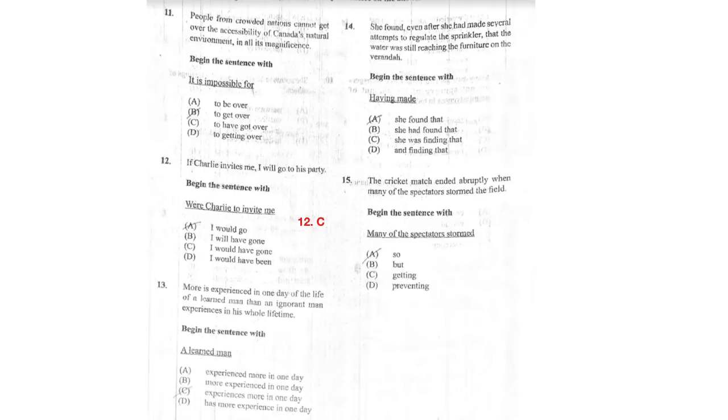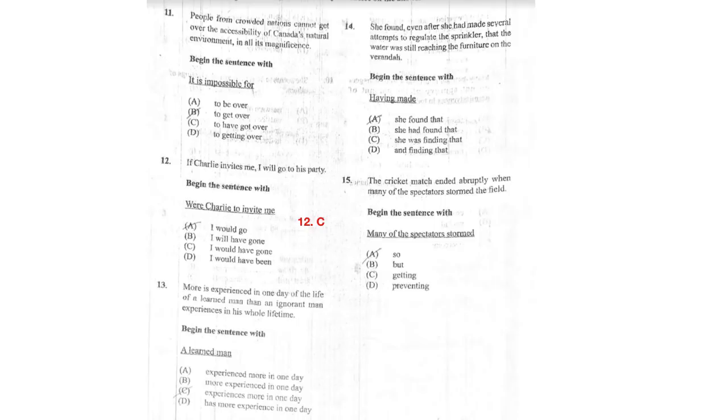So with these questions here, you are simply revising the question, really. You're restructuring it, in other words. So 11 says, people from crowded nations cannot get over accessibility of Canada's natural environment in all its magnificence. They're telling you to begin it with, it is impossible for. So you're reading the piece that they tell you to begin it with, then matching that piece to the continuing of the original sentence, and then looking for the addition in the option.